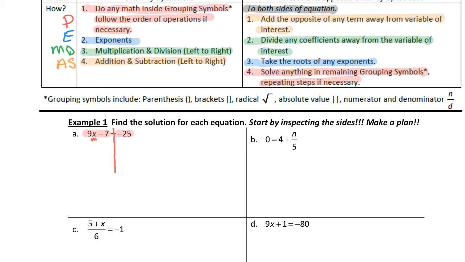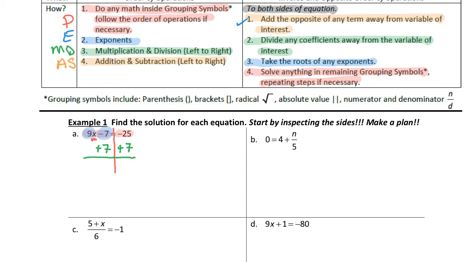We can see two things are happening. We're multiplying by 9 and we're subtracting a 7. So that means I need to do the first two steps. I need to add the opposite of any term away from the variable. The opposite of subtracting 7 would be to add 7 to both sides of the equal sign to keep that balanced.